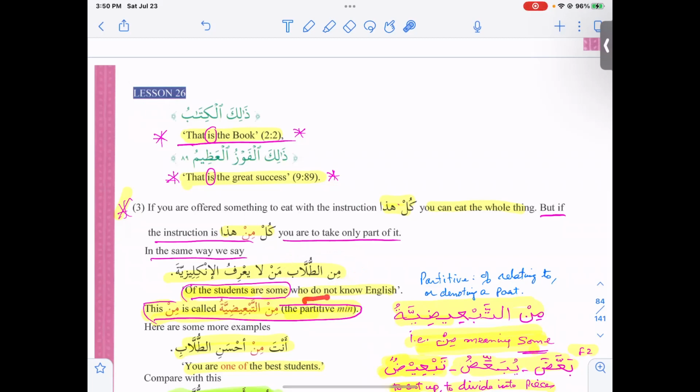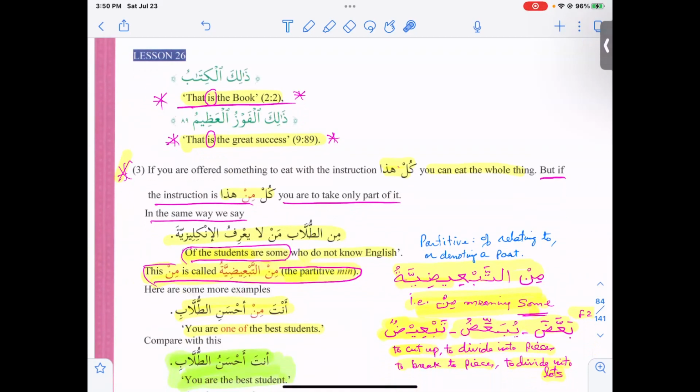Some of the students do not know English. So this min is called min al-tab'idiyya, the partitive min. Again, a little tongue twister. Partitive means of, relating to, or denoting a part.